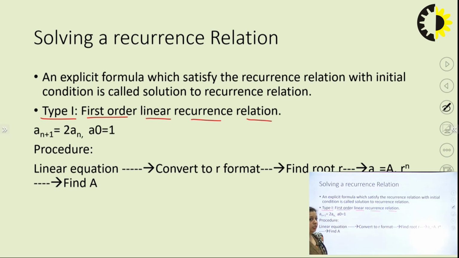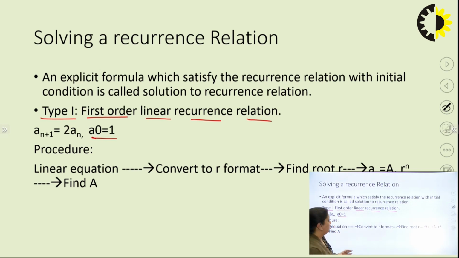Now, let us focus on these terms: first order, then linear, and then recurrence relation. When I say first order, it basically means that my nth term or my (n plus 1)th term will be dependent upon only one previous term. Like if I see this example, a_(n+1) is equal to 2 into a_n. That means my (n plus 1)th term is dependent on only a single term, that is a_n, one previous term, and I am given this initial value. So, how to solve such a recurrence relation? Now, this is first order because my (n plus 1)th term is dependent only on one term. That is why it is a first order linear recurrence relation.